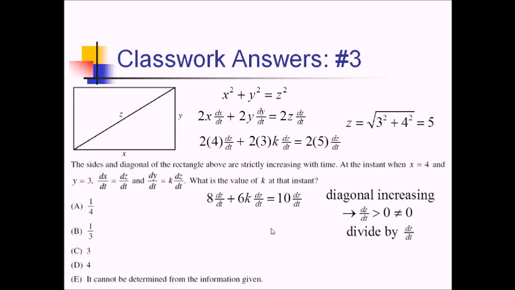So if we do that, that's the much simpler equation 8 plus 6k equals 10. And then if we subtract 8 and divide by 6, that's going to be 2 over 6, which comes out to 1/3, which is answer choice B.